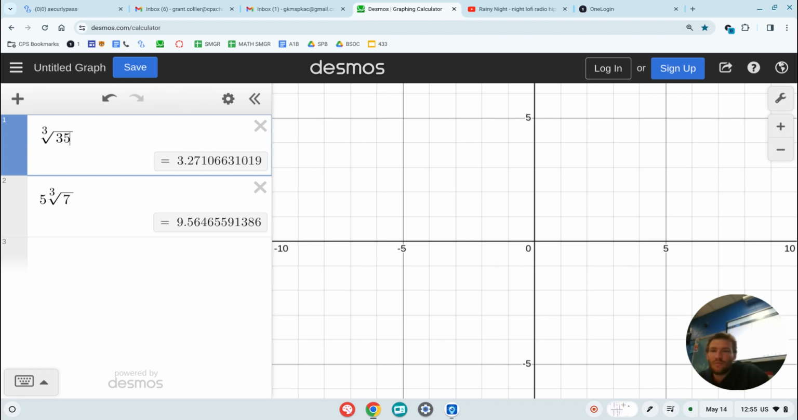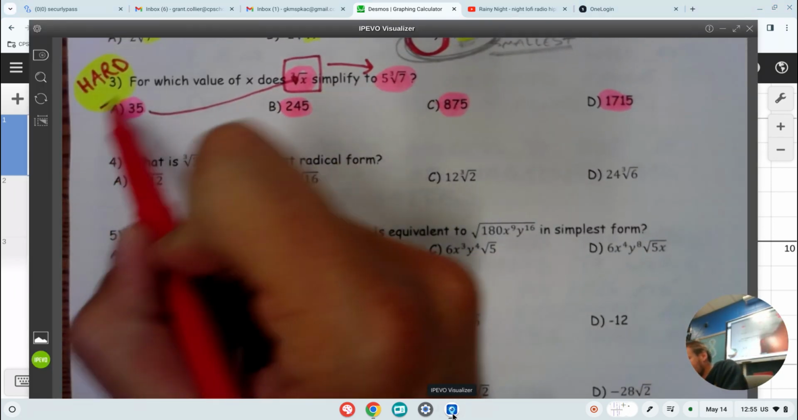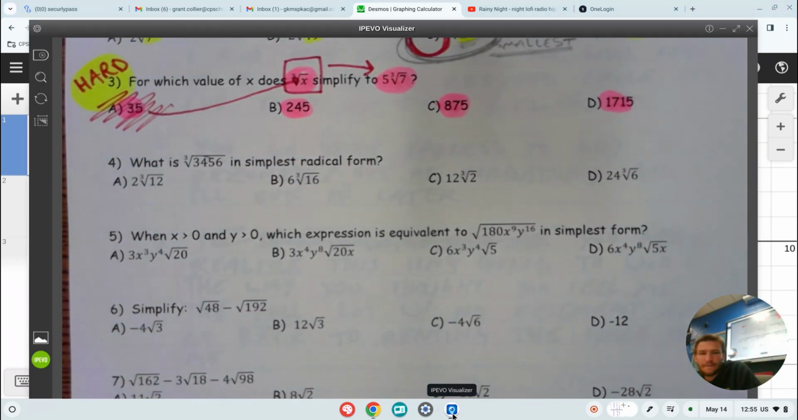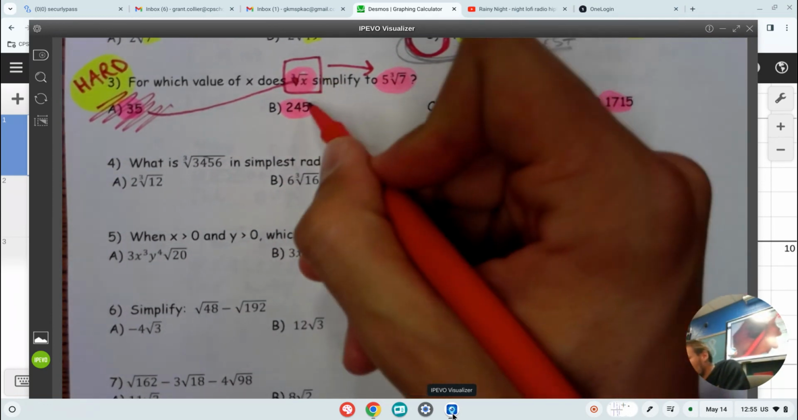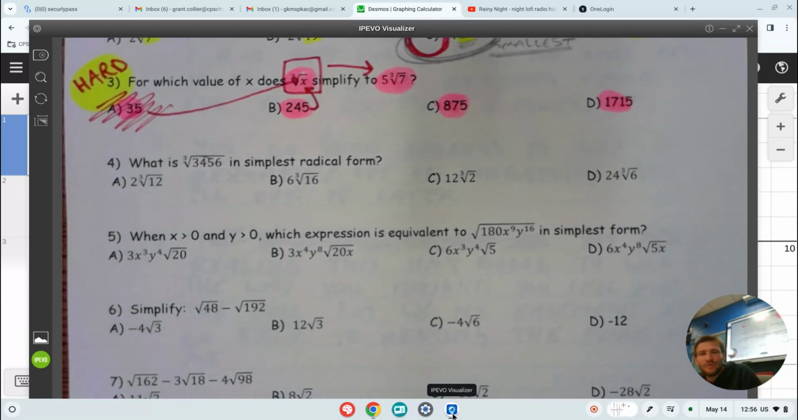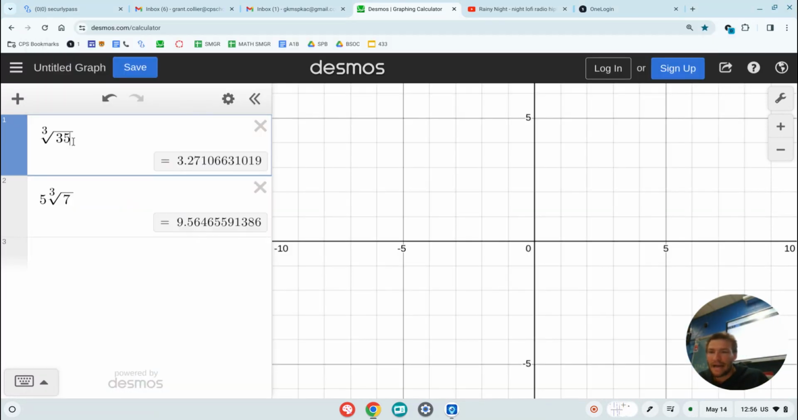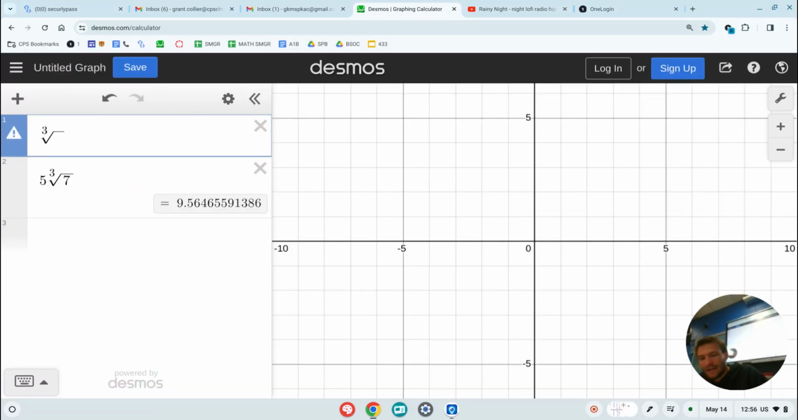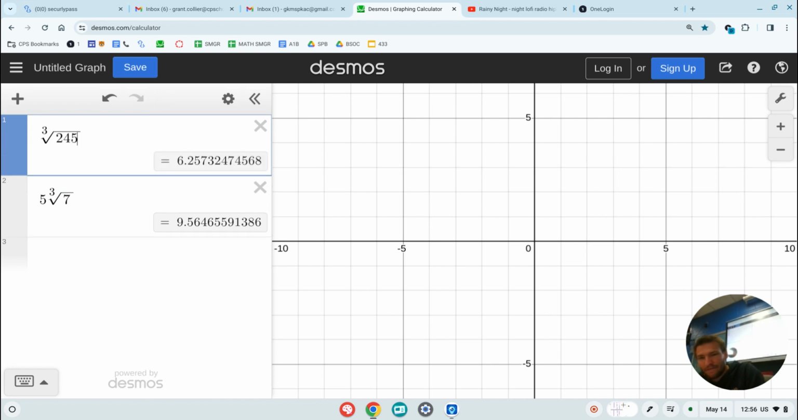I don't think so, right? I mean, we got 3.27, we got 9.56. I think letter choice A doesn't work. Now I'm going to try B, 245. I'm going to put it into the x. So I'm going to backspace my 35. I'm going to input my 245.